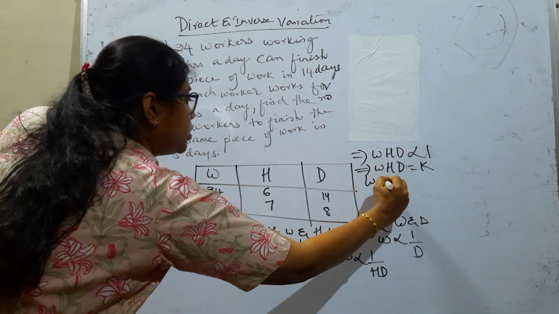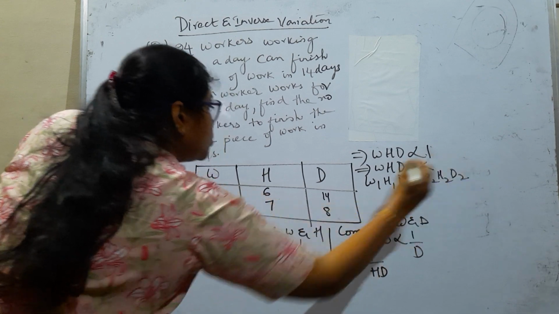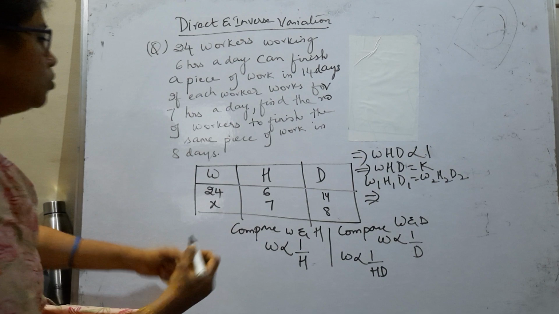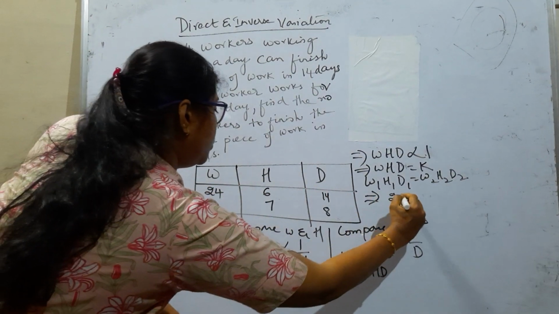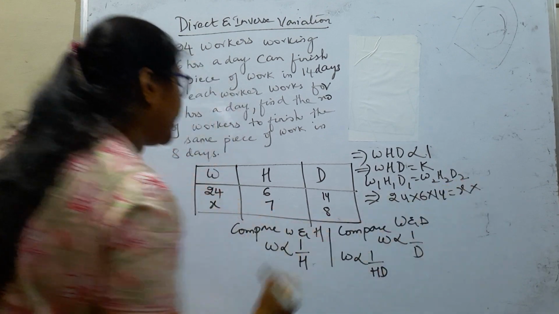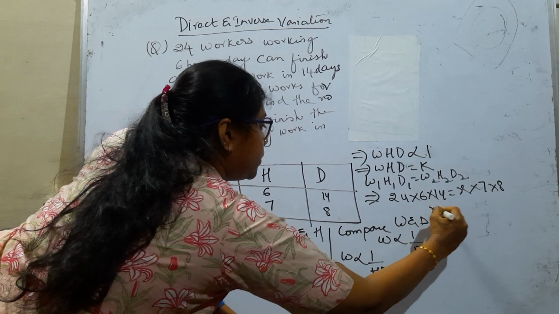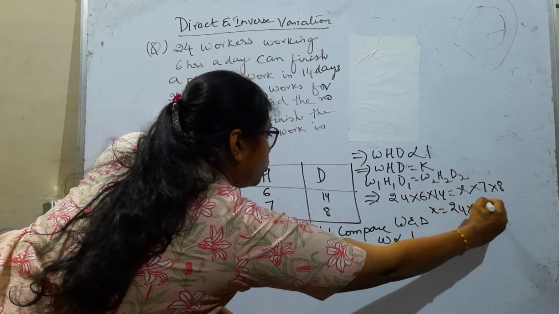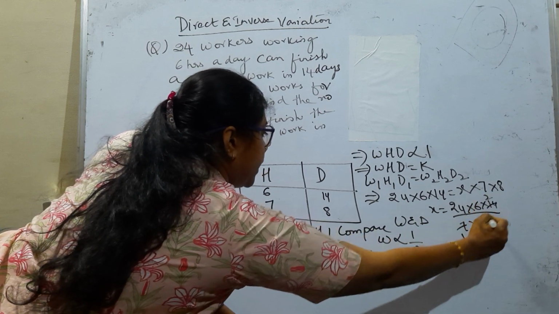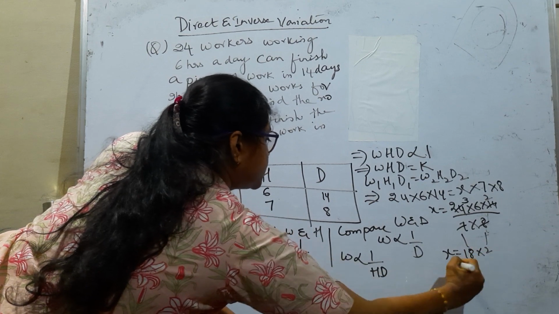So W1 H1 D1 is equal to W2 H2 D2. Clear? Now you substitute the values and find out W2. So it is 24 into 6 into 14 is equal to x into 7 into 8. So x is equal to 24 into 6 into 14 by 7 into 8. 7 ones are 7, 7 twos are 14, 8 ones are 8, 8 threes are 24. X is equal to 18 into 2, which is 36.